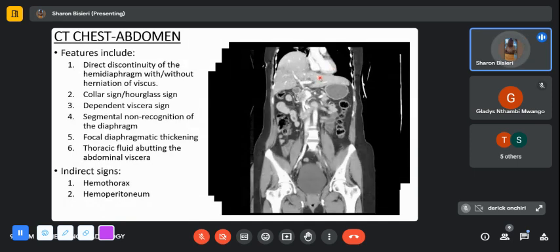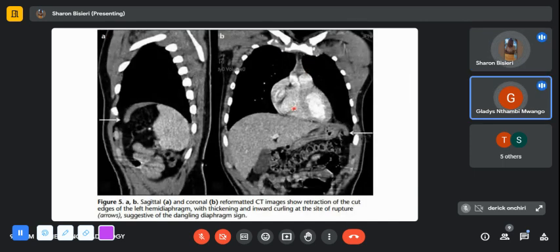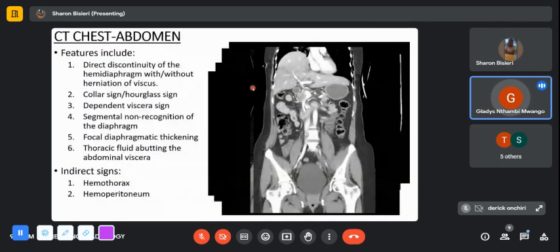In this next CT scan, we have a ruptured right hemidiaphragm, and in this case, you can see herniated right lobe of the liver into the right hemithorax. And actually, that one, you also get a collar sign on that liver.